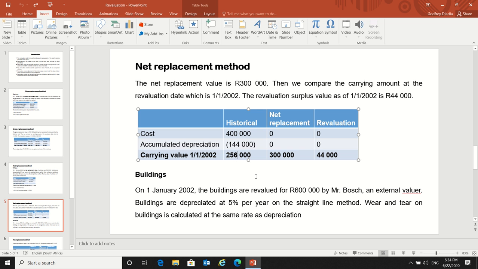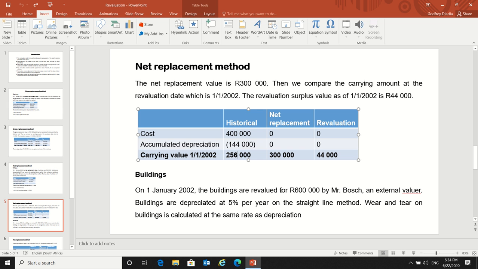Now, I am going to give you more examples that relate to net replacement. Let's take the building in that same exercise. They're saying on 1 January 2002, the buildings are revalued at 600,000 by this external valuer, Mr. Bosch. The depreciation is 5%, which is about 20 years. Wear and tear is calculated the same as depreciation, right? If your wear and tear and depreciation are the same, there's no deferred tax there, because deferred tax relates to differences between wear and tear and depreciation.